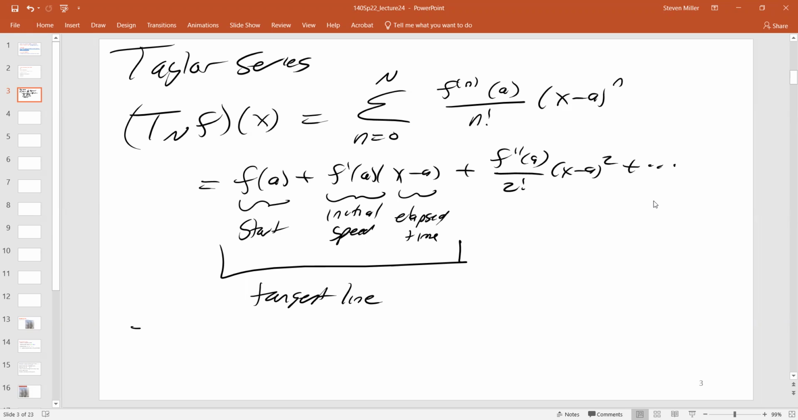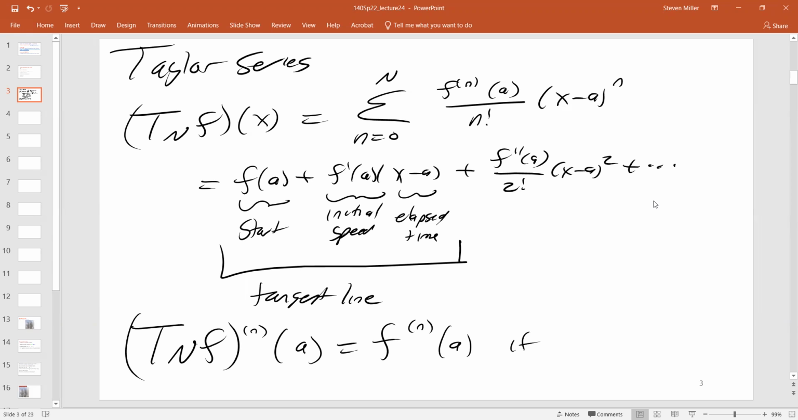And the big result is that the nth derivative of the Taylor series at a is equal to the nth derivative of f at a, for n from 0 up to big N. So the first big N derivatives of my function agree with the first big N derivatives of the Taylor series. What if I were to take big N plus 1 derivatives of the Taylor series? What would I get if I take N plus 1 derivatives?